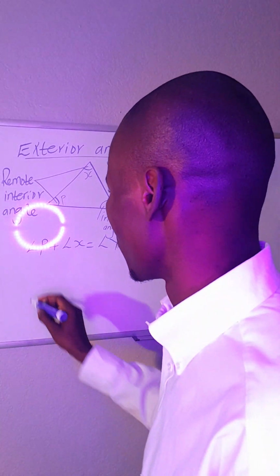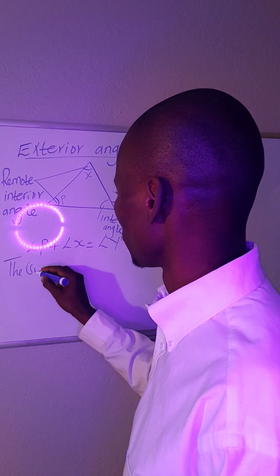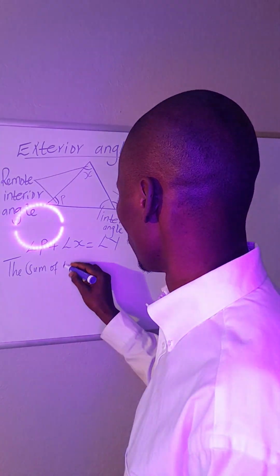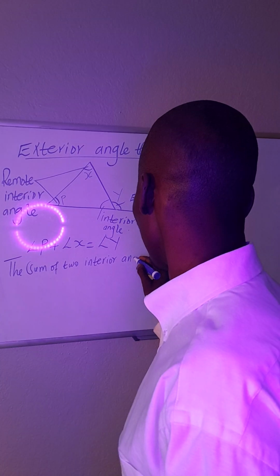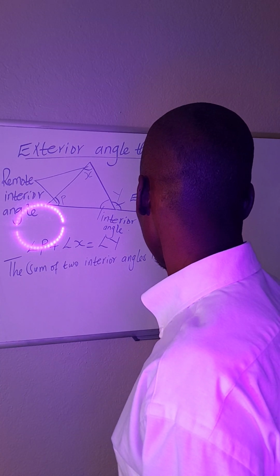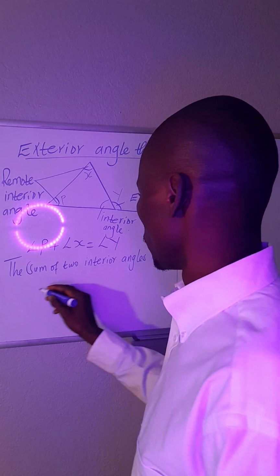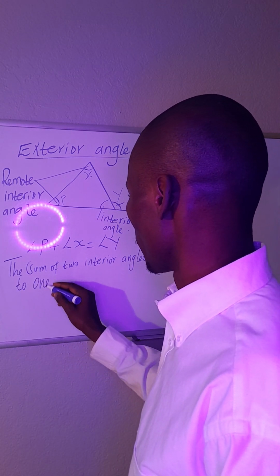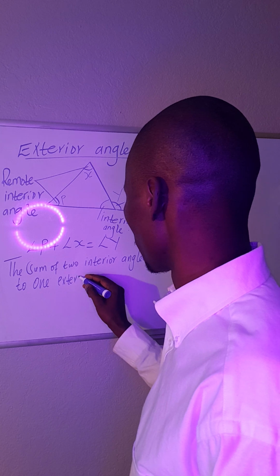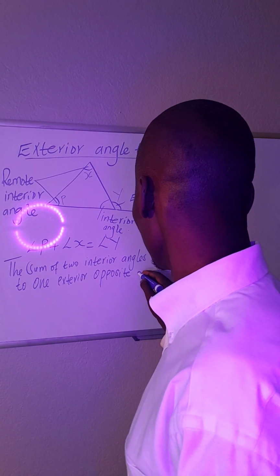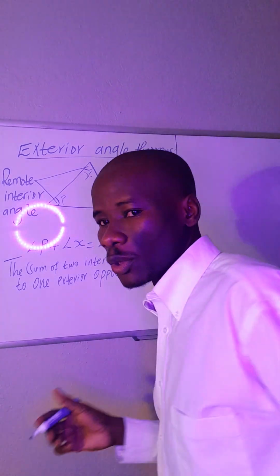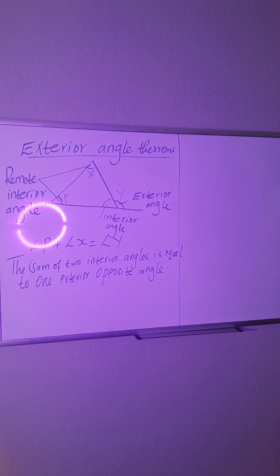In words, what we are saying is this: the sum of two interior angles is equal to one exterior opposite angle. So today I'll be looking at this, and that is what I want us to focus on: how exterior angles are related to the interior angles.